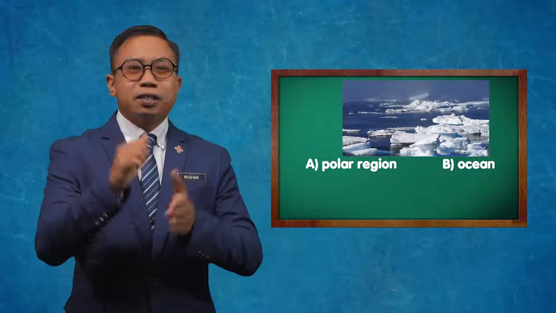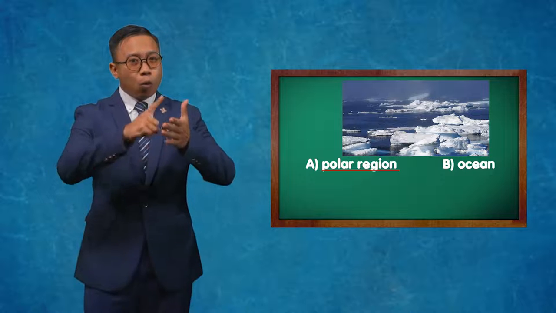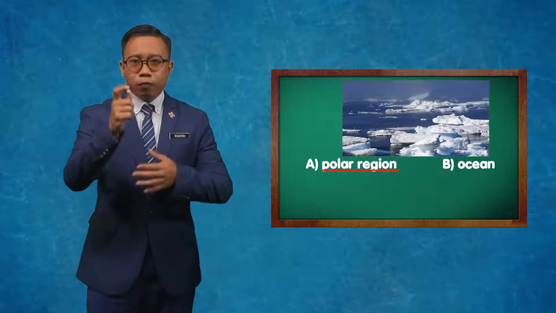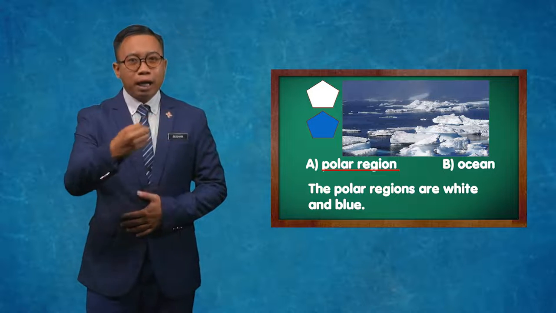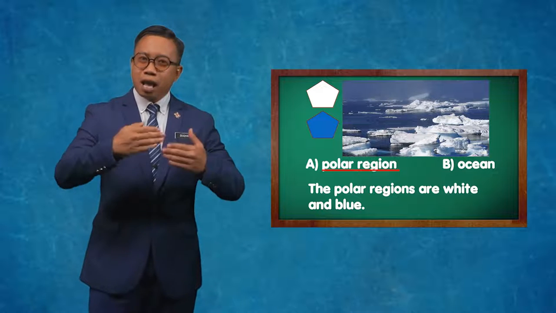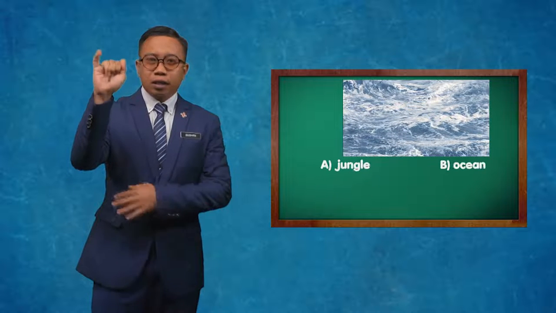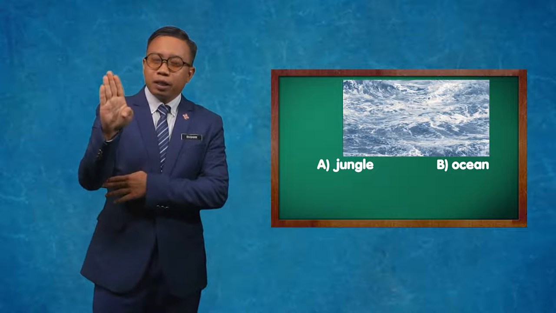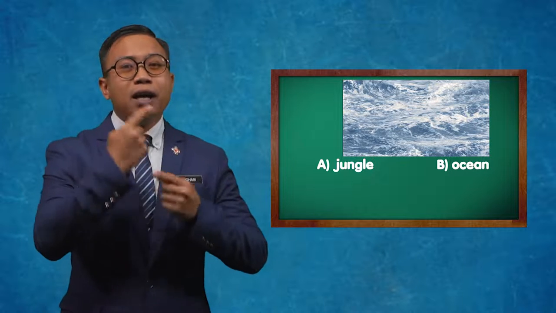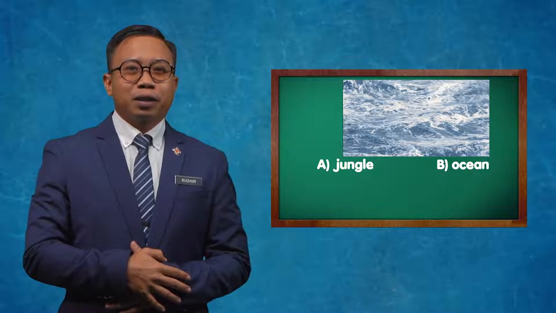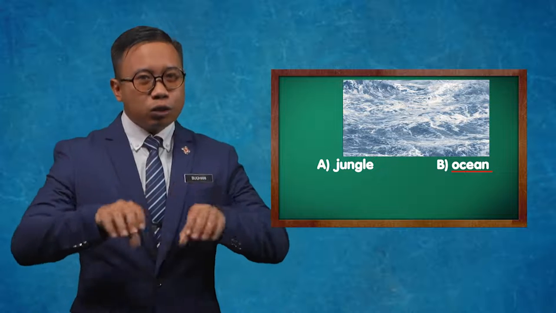Good. It's A. It is polar region. What is the color of the polar region? The colors are white and blue. Let's move to the next question. A. Jungle. B. Ocean. So, what is the correct answer? B. Correct. It's the ocean.